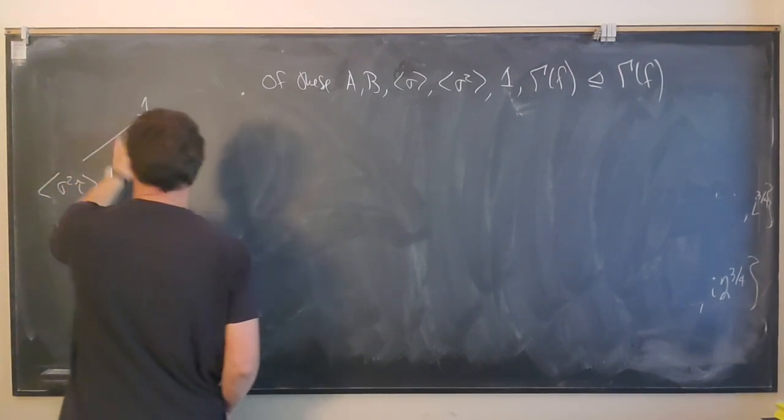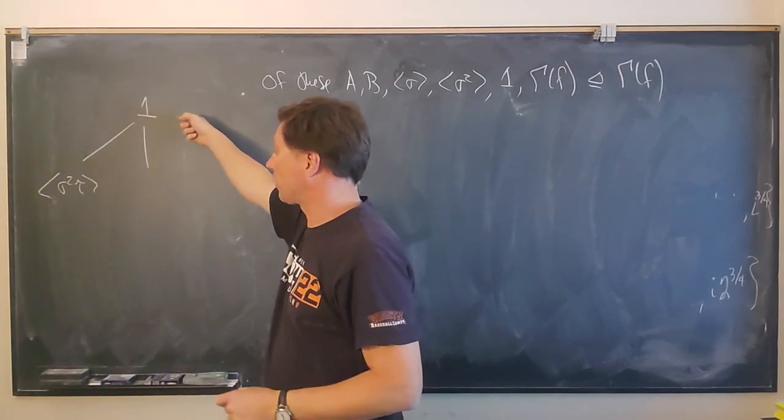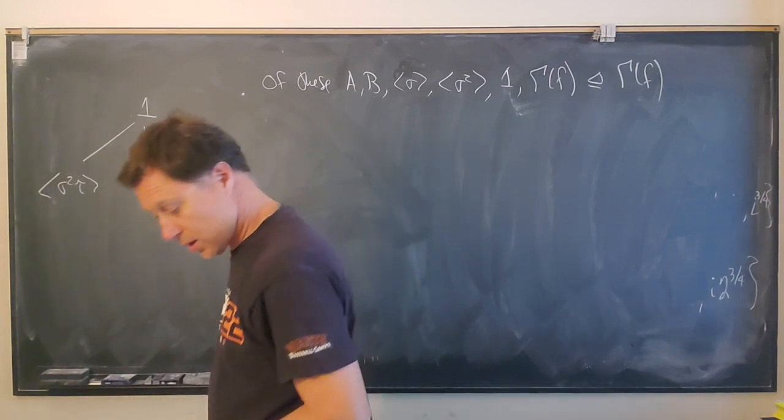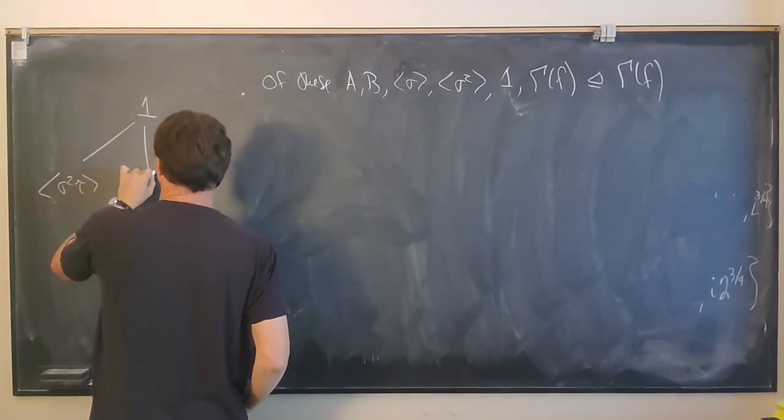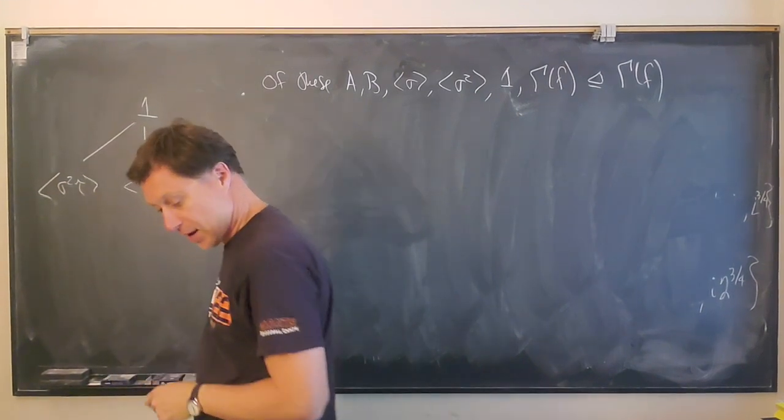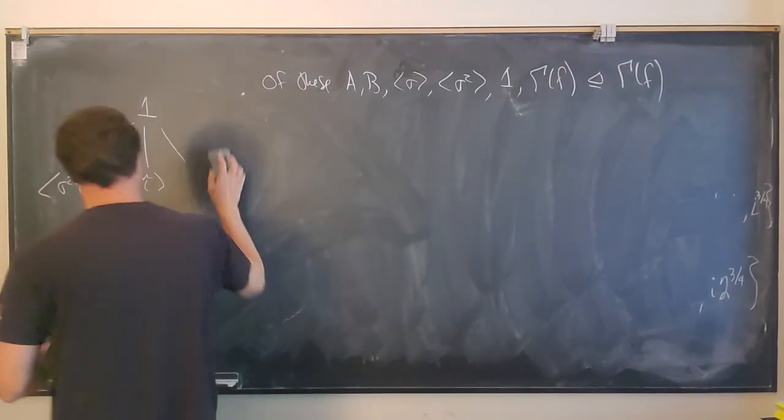Okay, so at the top we've got the trivial subgroup. Now I'm going to be writing down the subgroups of order 2 here. So we're going to have 5. Let me make this a little more symmetric.